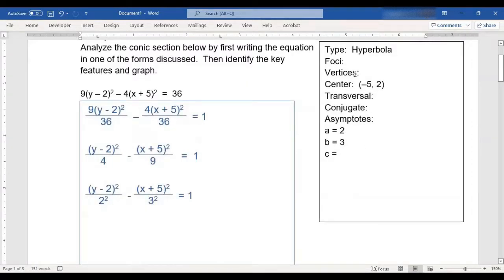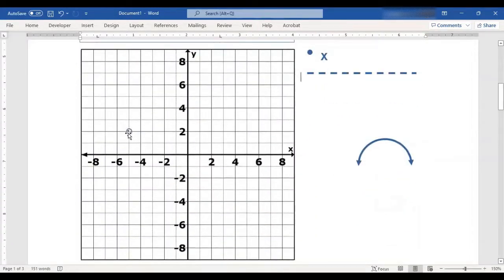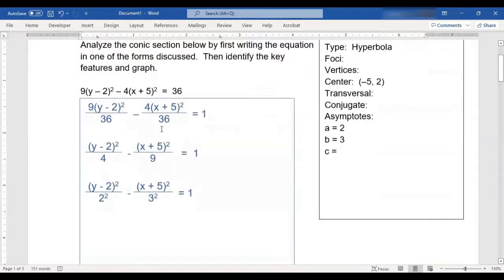Now I also know some other information. In particular, I know how to find the vertices, because I have the center and A. Now I just have to figure out, are my vertices going to be up and down, or left and right? That's one of the challenging parts of this next stage. To figure that out, I come to my equation and see which variable is first. In this case, the y piece is first, so this is a hyperbola that opens up and down. That means for my vertices, I'm going to go up and down from the center.